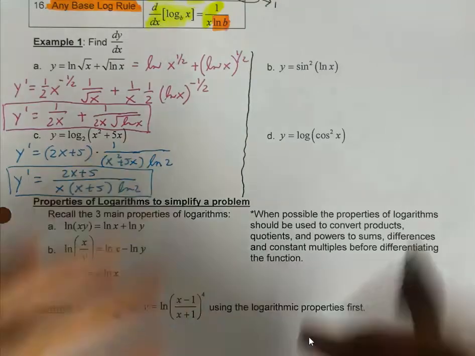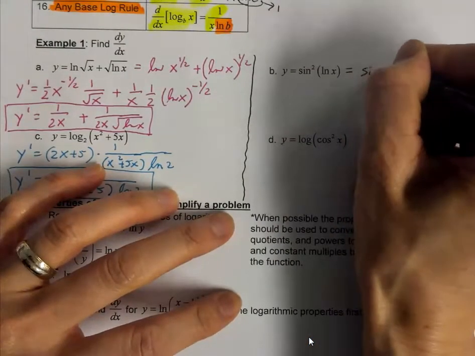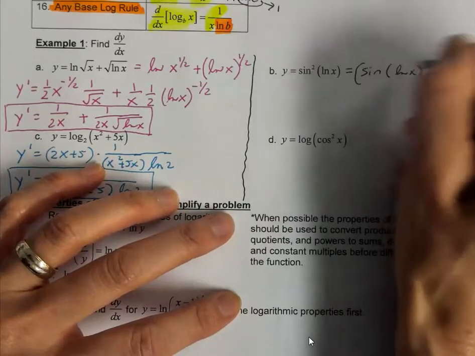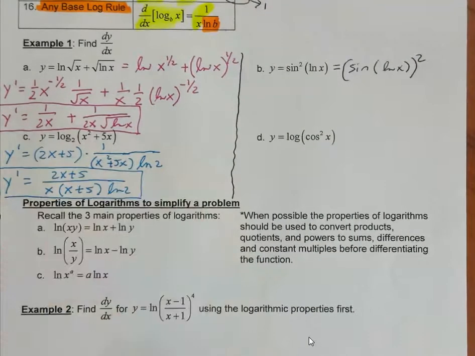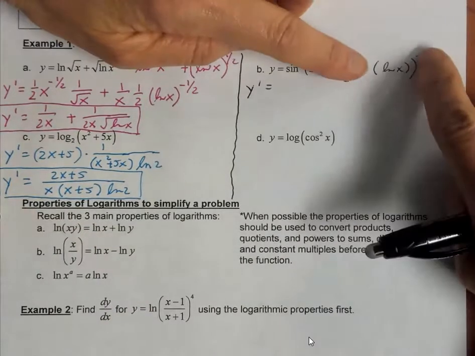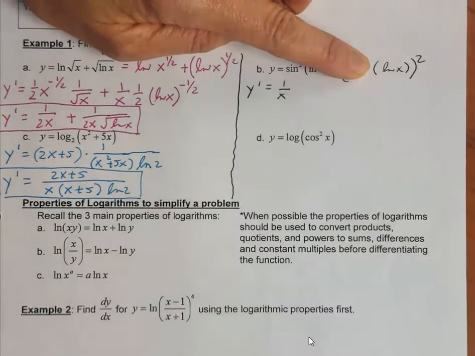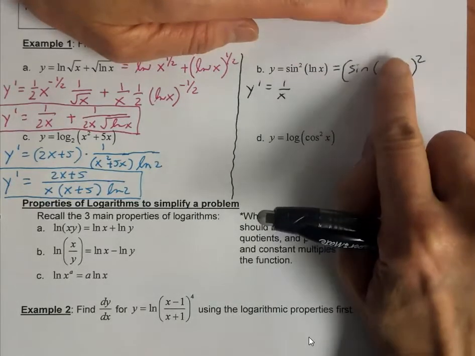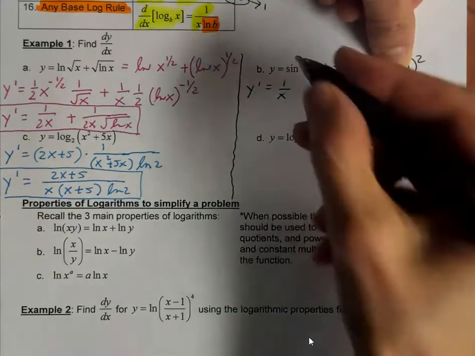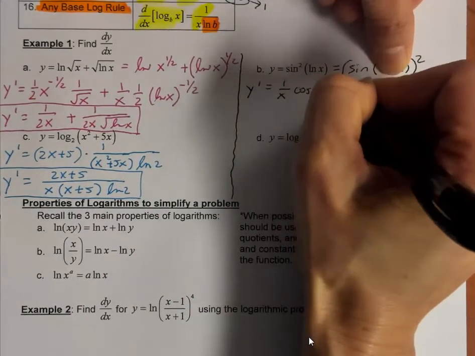All right, so for this one, you should first of all rewrite it like this. So it'll be sine of the natural log of x, all raised to the second power. So then this is a triple chain. My innermost is going to be the natural log of x. So that derivative is 1 over x. And then my middle is going to be sine of something. So that will be cosine of something, which is the natural log of x.